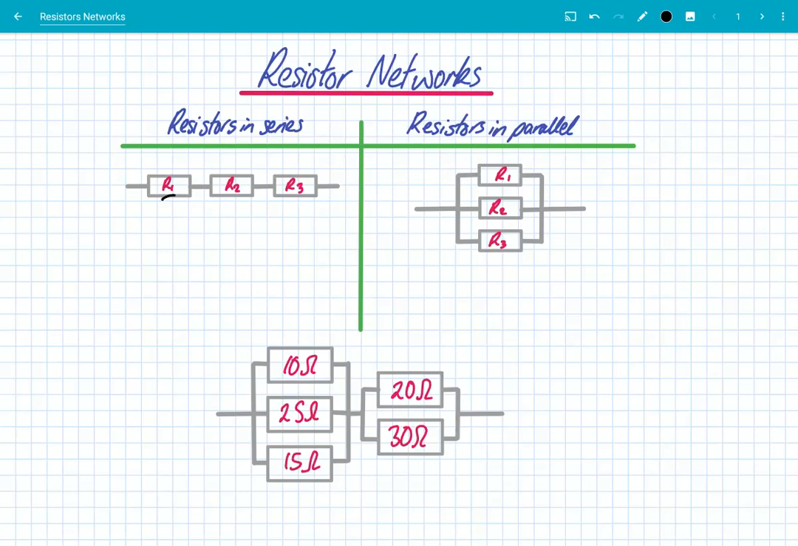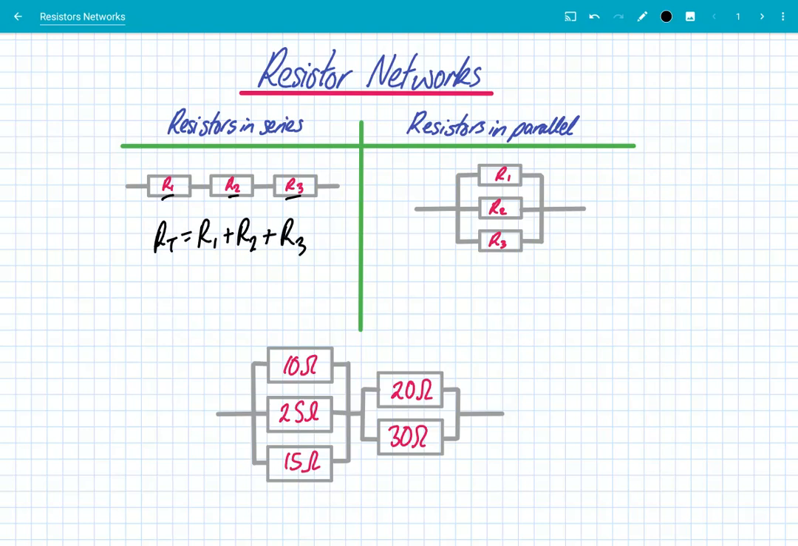Hey, what's up guys? Today we're going to look at resistor networks and how we can calculate the total resistance of resistor networks. In previous videos, we've looked at how we calculate the total resistance of resistors in series. So here I've got three resistors, R1, R2, and R3. And we can see that in series, the total resistance is simply R1 plus R2 plus R3.